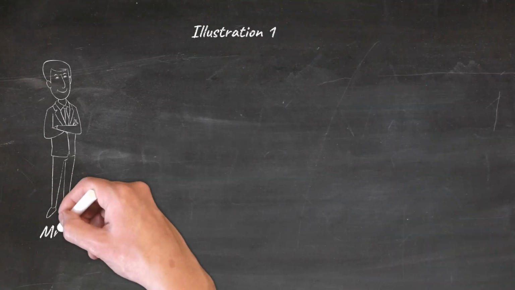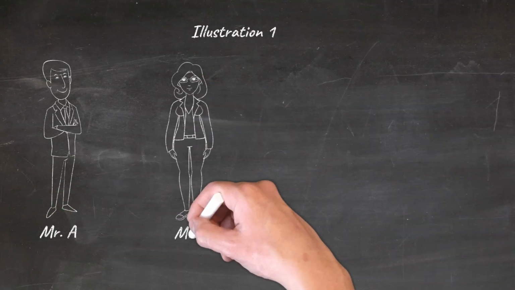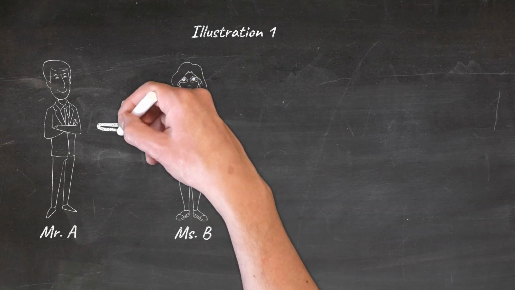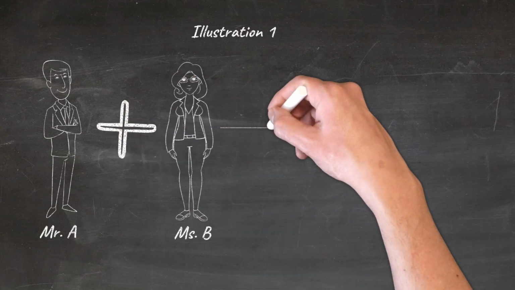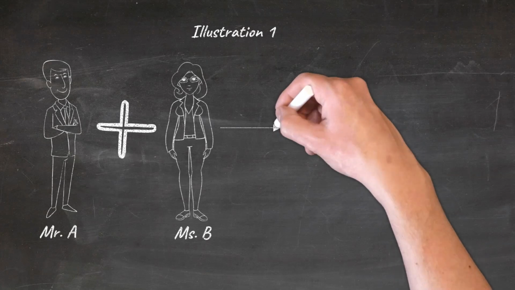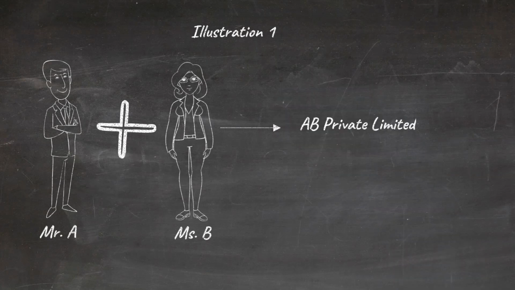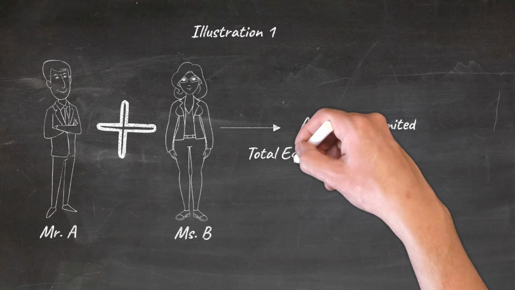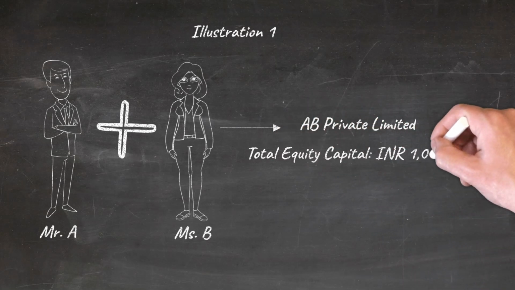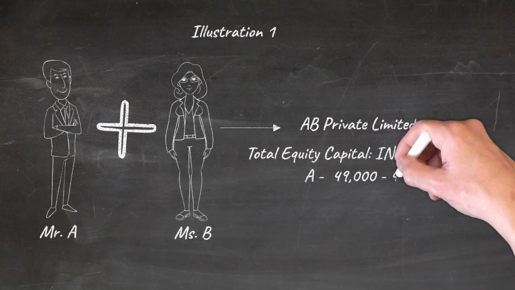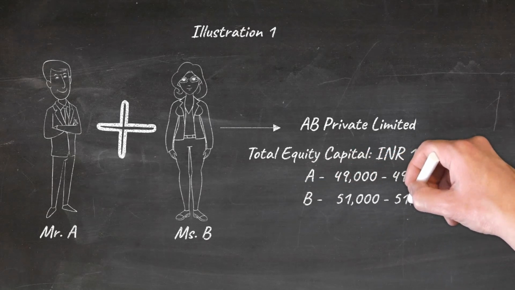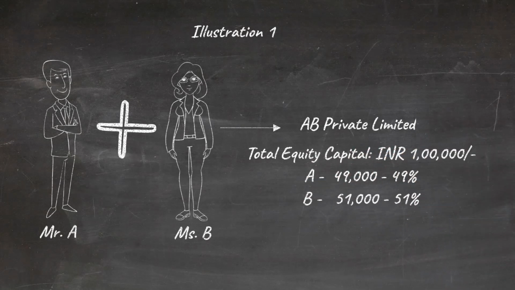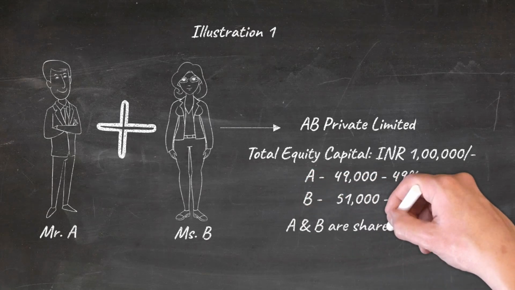Let's say Mr. A and Ms. B together enter into a business and they incorporate a private limited company, AB Private Limited, with an equity capital of 1 lakh rupees. In the company, 49,000 rupees has been invested by A and 51,000 by B, thereby making their shareholding as 49% and 51% respectively. In this case, both A and B are termed as shareholders.